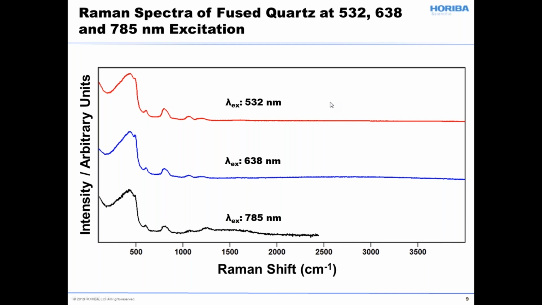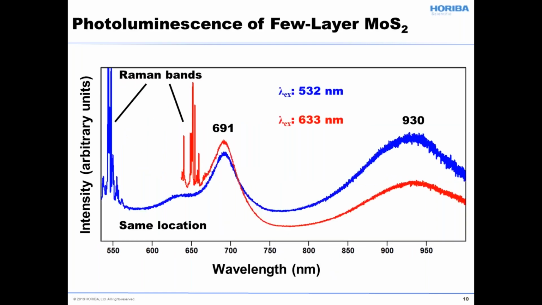These are from GM Associates, and you see exciting at 532, 638, 785, wonderful results. All we see is the Raman scattering from the fused quartz and no photoluminescence. So this is the ideal substrate if you're working with thin transparent films or biological materials that pass the light, particularly if you're using 785 nanometer excitation, then you'll have very little background contribution from your substrate. So think fused quartz.